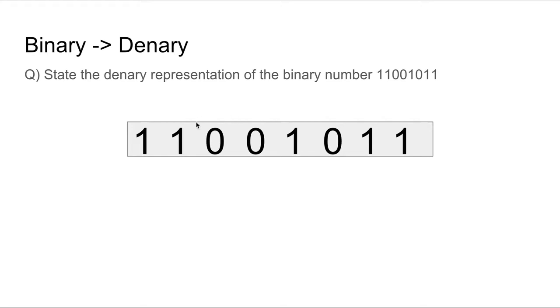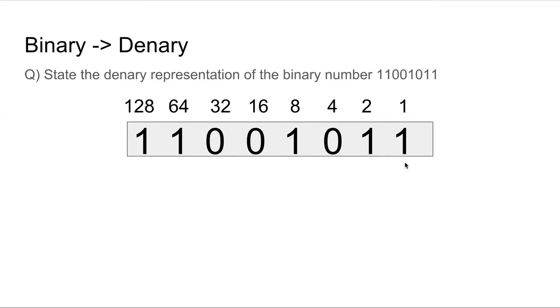Okay, so let's go through it. As I said, the first thing I would do is this. 2 to the power of 0 is 1, 2 to the power of 1 is 2, 2 to the power of 2 is 4, 2 to the power of 3 is 8, 2 to the power of 4 is 16, 2 to the power of 5 is 32, 2 to the power of 6 is 64, 2 to the power of 7 is 128.